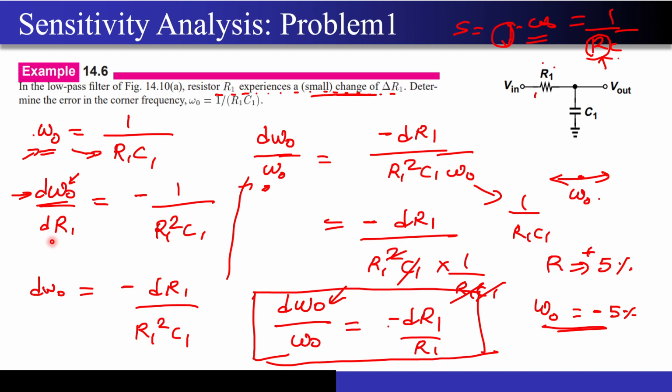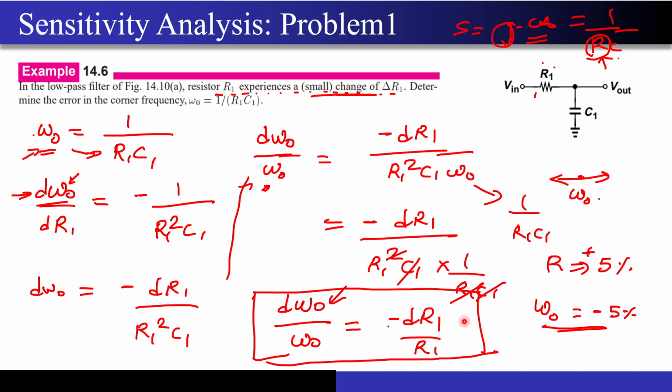So the d omega naught value I was able to find from here, just put dR1 on the RHS, right? And now this equation, if you divide by omega naught, you will be left with this equation. But omega naught I know is 1 upon R1 C1. So if you put omega naught equal to 1 upon R1 C1, the C1 will get cancelled, R1 will get cancelled with one of the orders of R1, and what you will be left with is d omega naught by omega naught is equal to minus dR1 by R1.